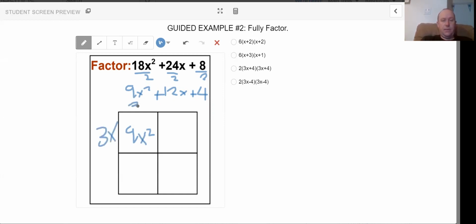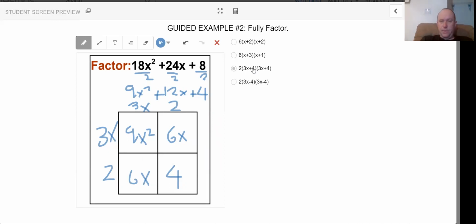3x and 3x. And for 4, I notice that's 2 and 2. I notice the signs are the same and they're both positive, so I'm going to leave this as positive 2 and positive 2. Let's just check. 3 times 2x is 6x. 2 times 3x is 6x. And 2 times 2 is 4. And notice if I add these two together, I do get my 12x. So this is looking pretty good for me.